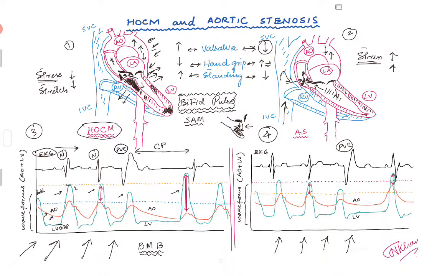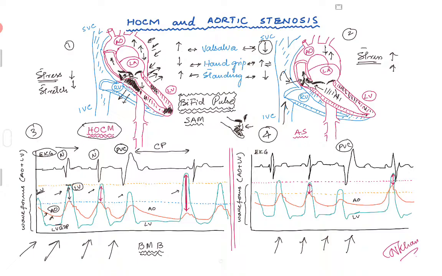So I'll just label this blue as LV waveform. And then you have this red, which is your AO waveform. And as we talked about, there is an obstruction. So this is your gradient between the AO and the LV.